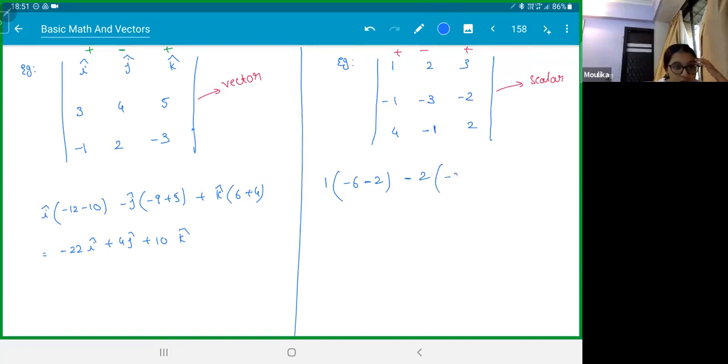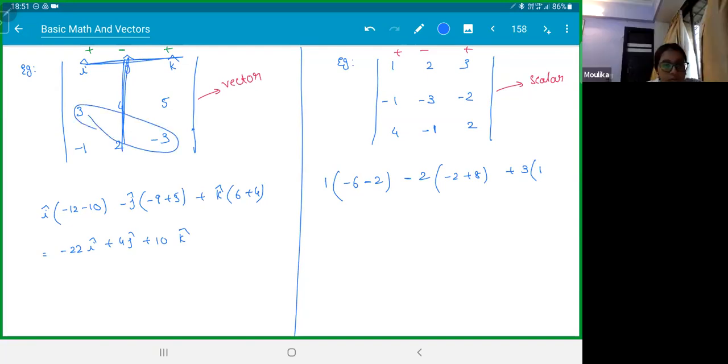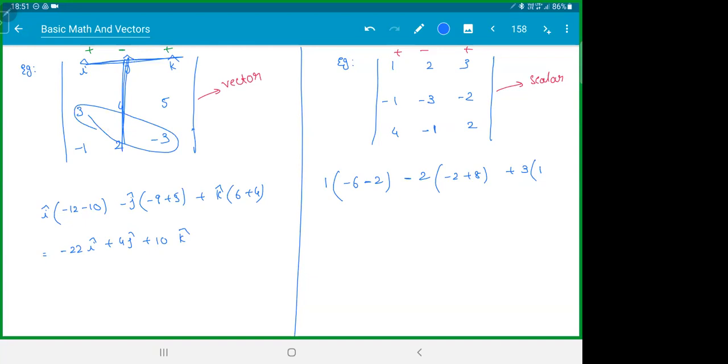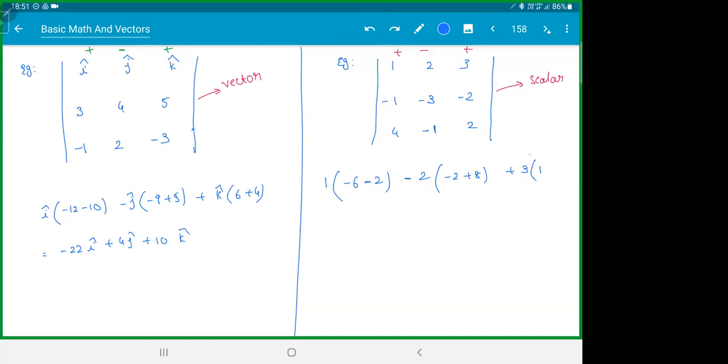Sir, in minus j cap, how did it come plus 5? 5 A into minus j, na? 3 into 3 is minus 9, but 5 into minus 1, no? This is 3 AD minus BC, na? Acha, acha. There is a minus there. 3 into 1 plus 12. So this will be minus 8. This will be 6 minus 2, so minus 12.